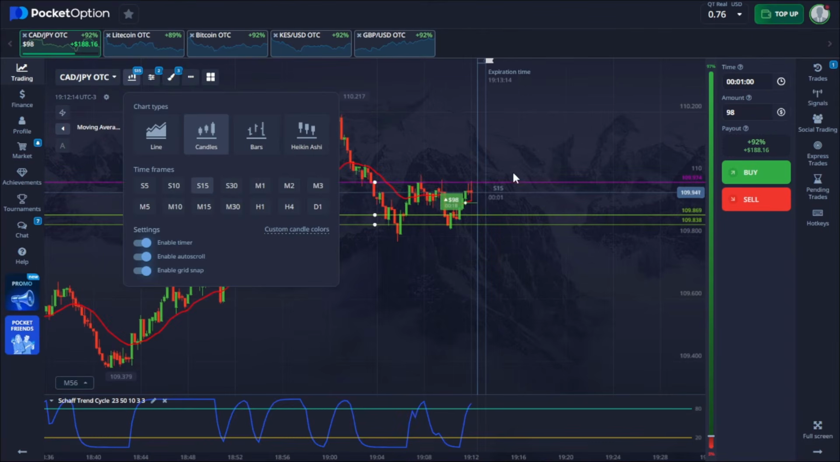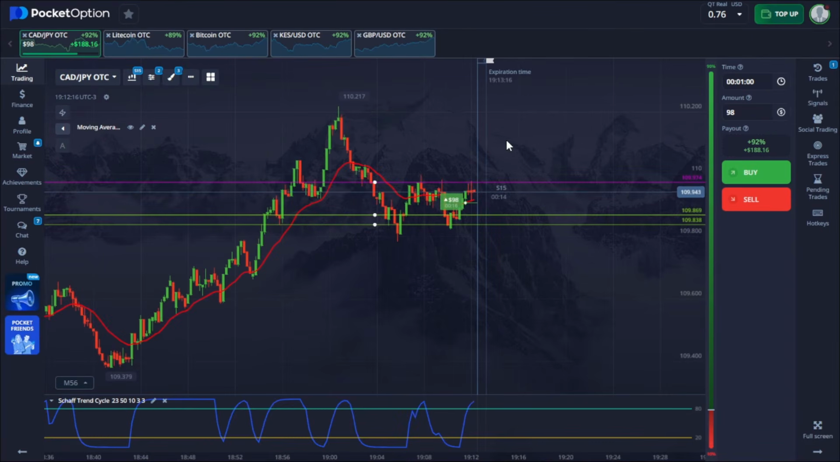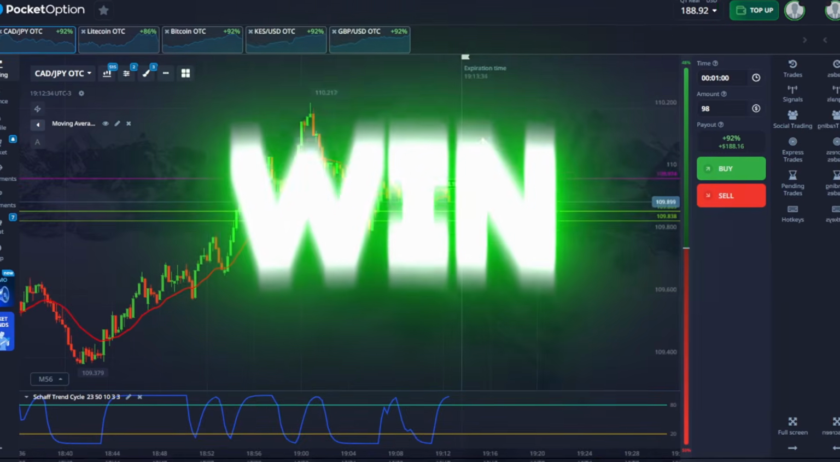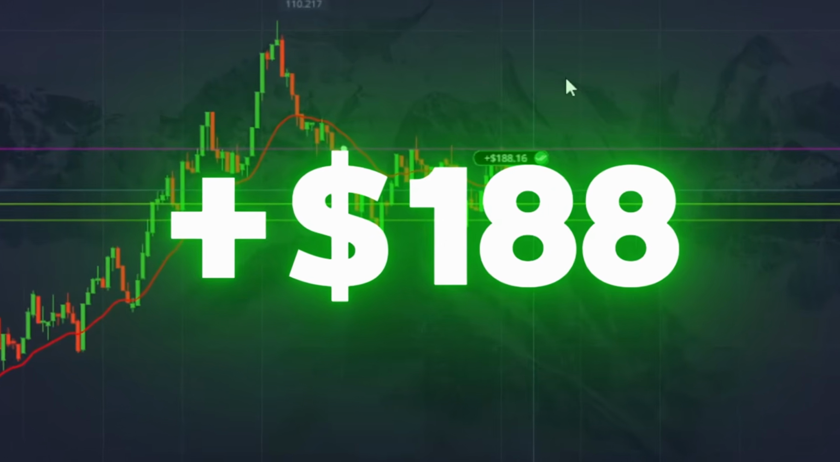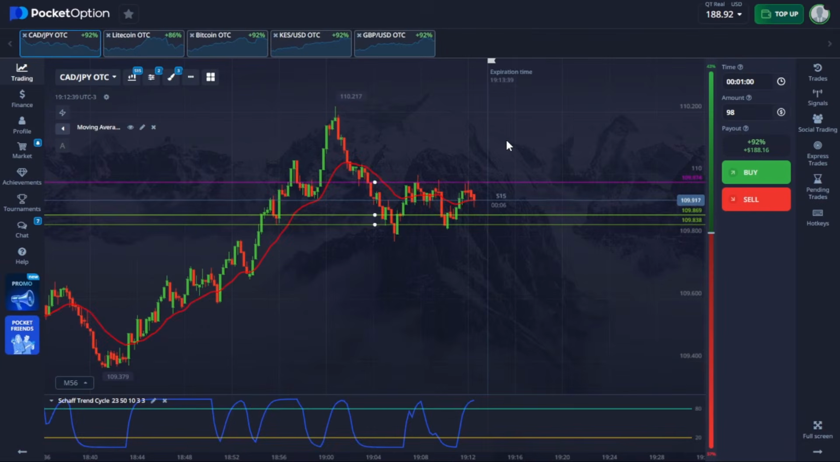Look at that. Okay? No reason for this one to revert right now, but I need to wait. All right. Okay. We got this again. Look at that. That's another win, guys. 188 of profit. That's so good. 27 to 188 with that strategy.